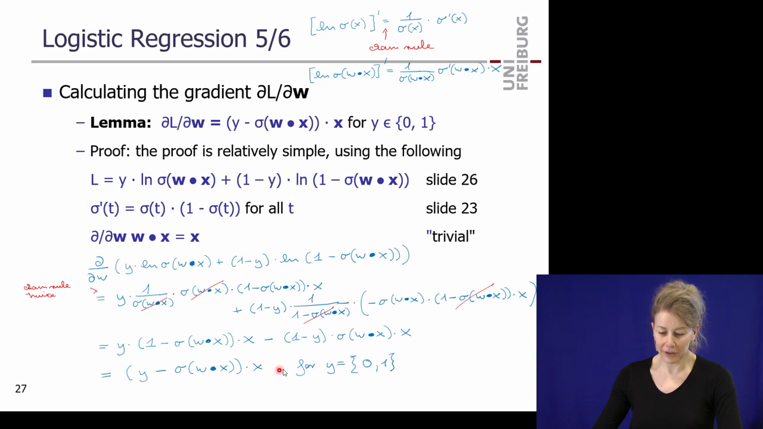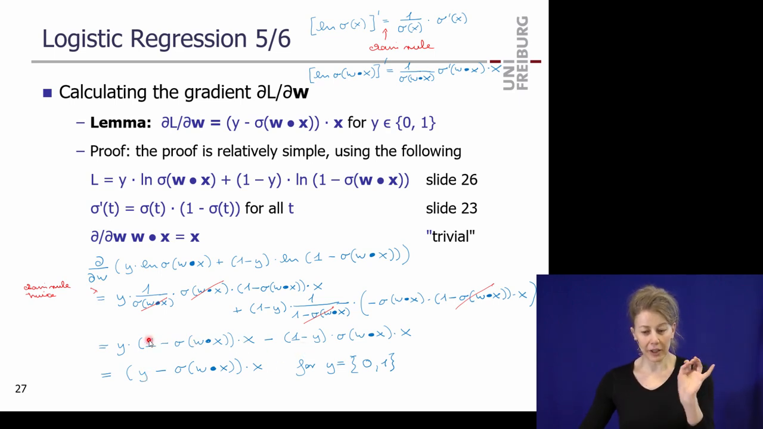You will see. Let's just check. I think it's correct. I mean, it looks weird, it doesn't look the same. Let's check the two cases in our minds, for y is 0 and y is 1. Y is 0: this is now 0, and here this is 1, so we have minus sigma wx. And here, y is 0, minus sigma wx. It's correct, right? By some magic, it's correct. Let's do it for 1.